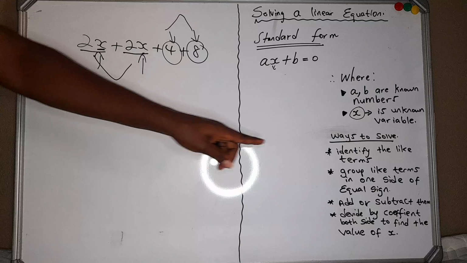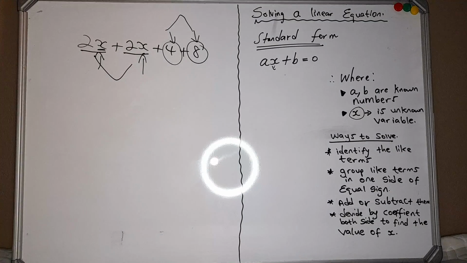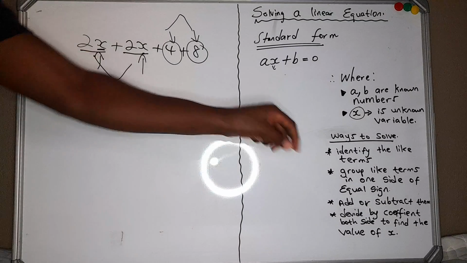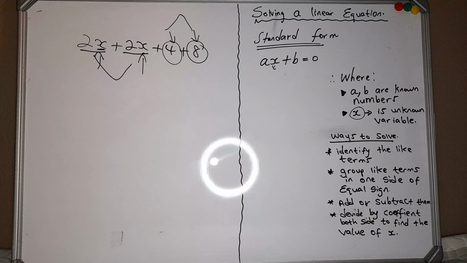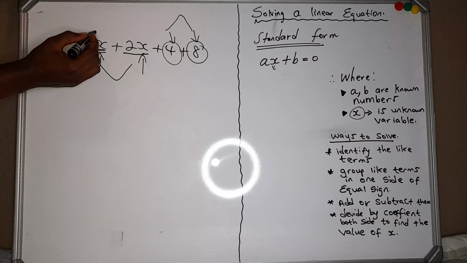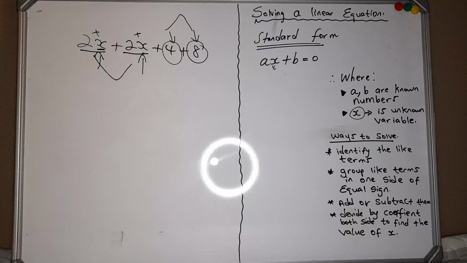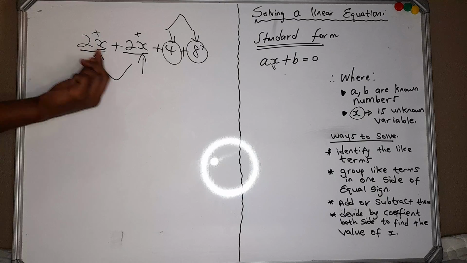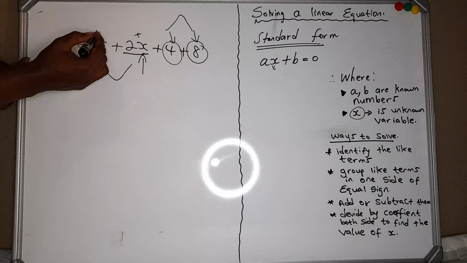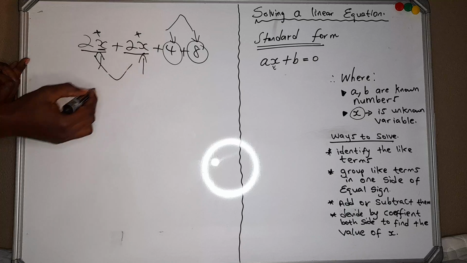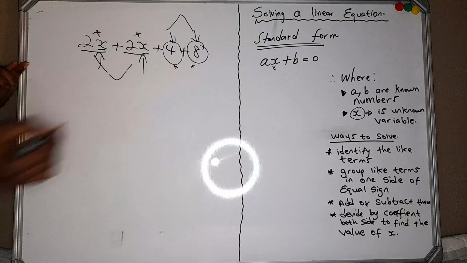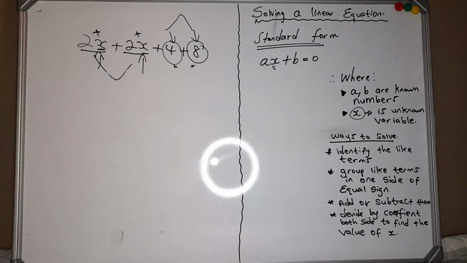So in solving for the unknown variable, you must identify them. How do you identify them? You can mark them: this one and this one are like terms. When you identify them, you mark them. This is how you identify your like terms.